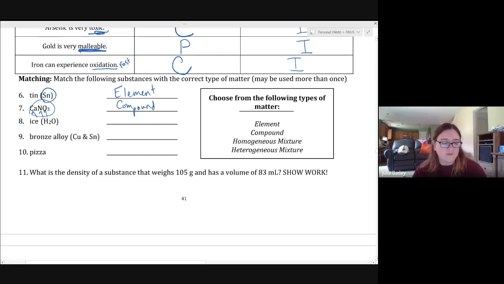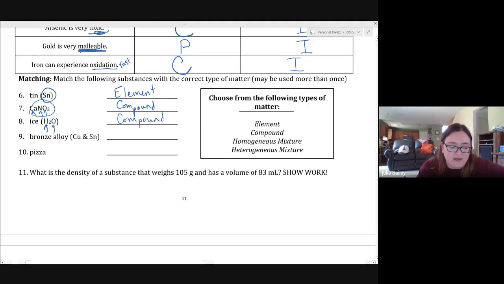Same thing on number 8. Don't let the word ice confuse you. Ice is just solid water, H2O. And again, there's more than 1 capital letter. That's a compound. Number 9 and number 10 get a little trickier because you were not given a chemical formula. So you have to actually think about it a little bit.